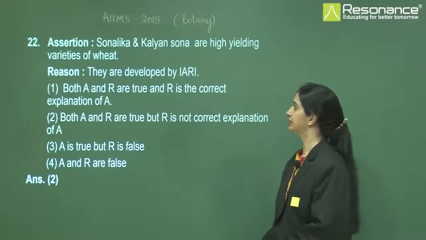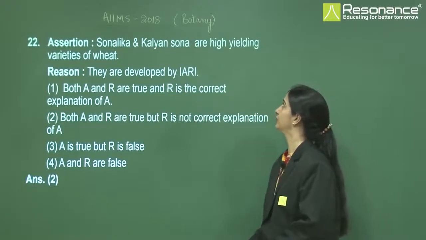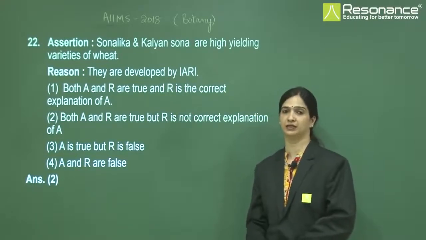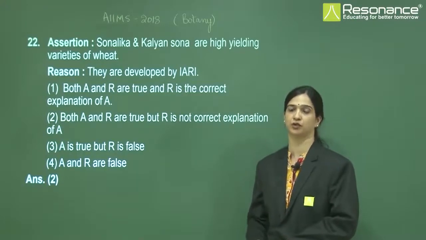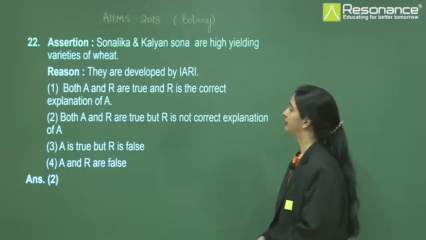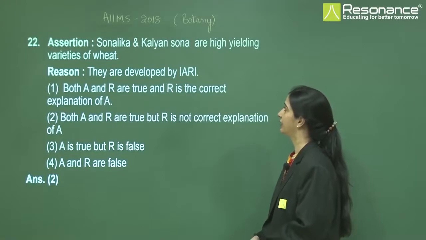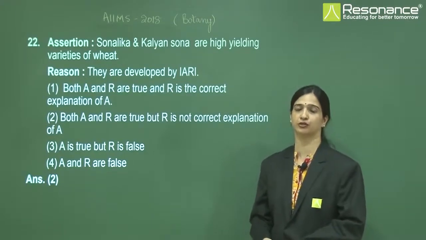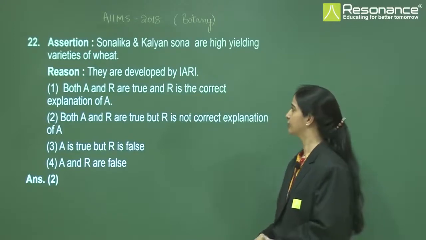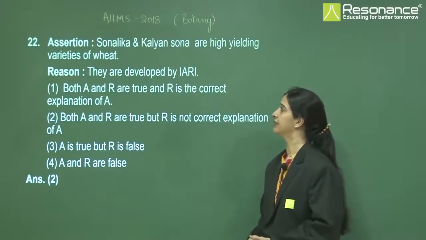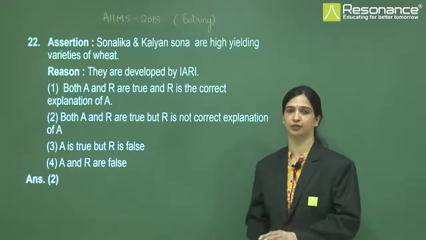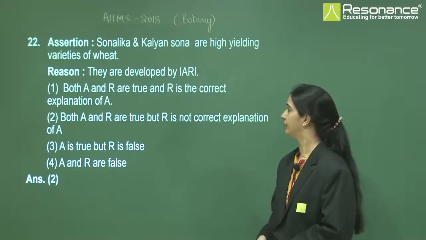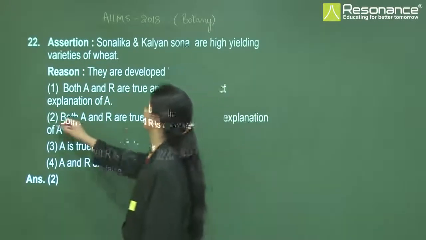Question number 22, assertion: Sonalika and Kalyan Sona are high yielding varieties of wheat. These are the different varieties of wheat which are obtained. Reason here is they are developed by IARI. IARI is Indian Agriculture Research Institute, which is located at New Delhi. This is also correct, but again the reason here is not giving the correct explanation of the first. So here we can say the correct option is 2.